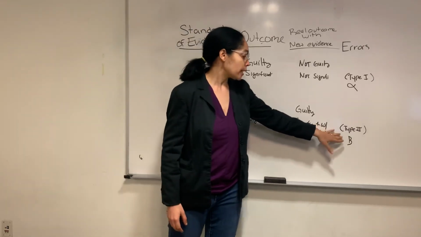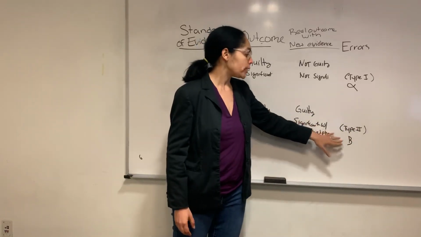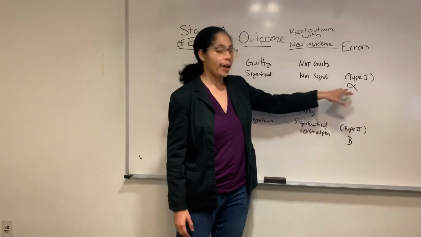Now, type 2 error is captured with beta. Again, it's another probability estimate, but we don't necessarily work with it as much as we work with alpha.